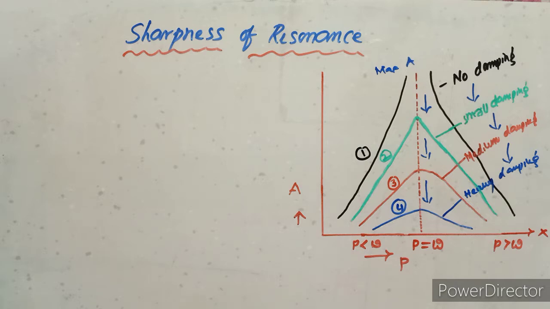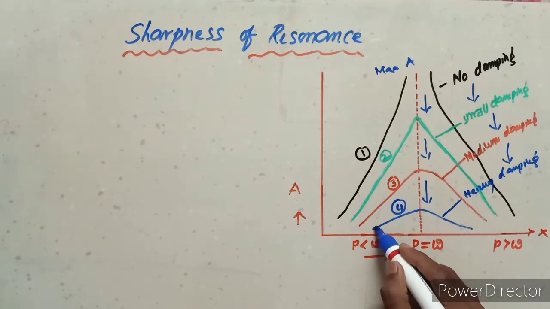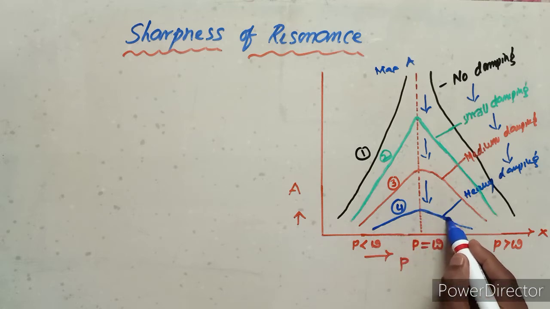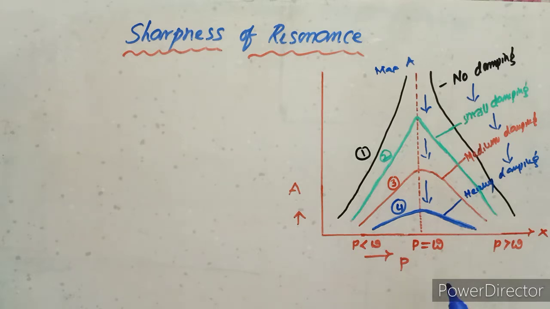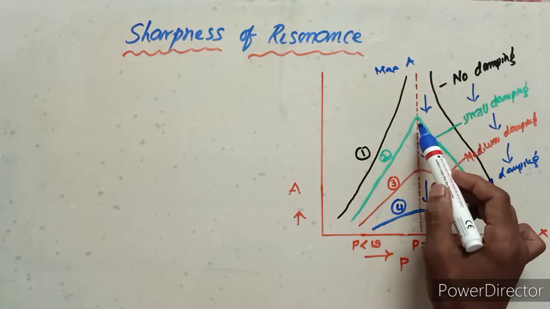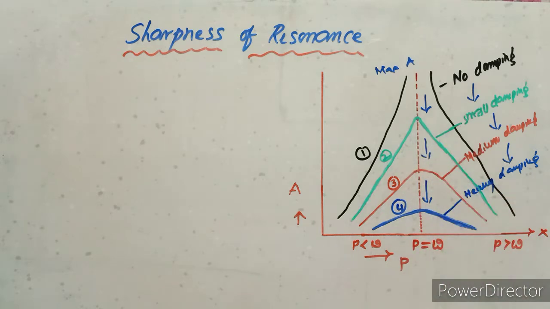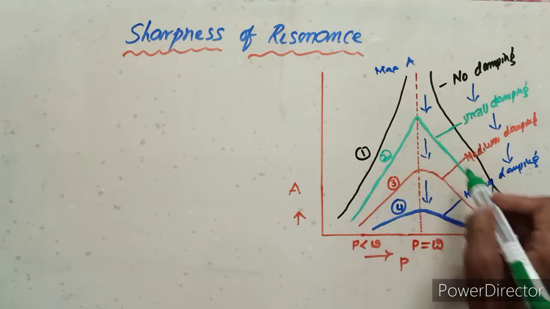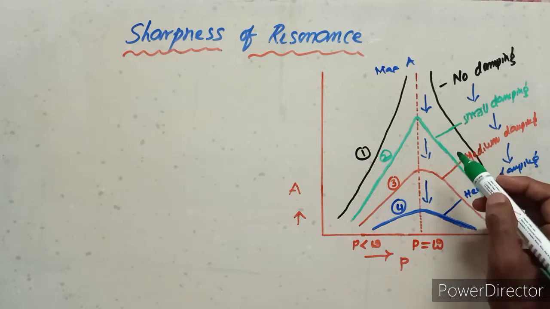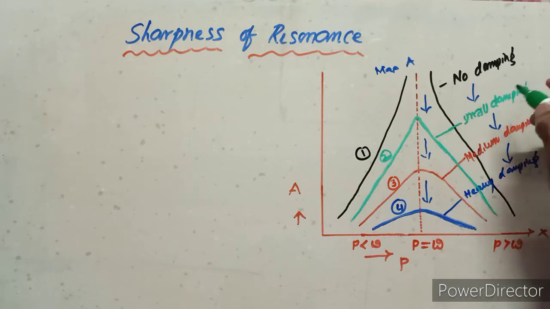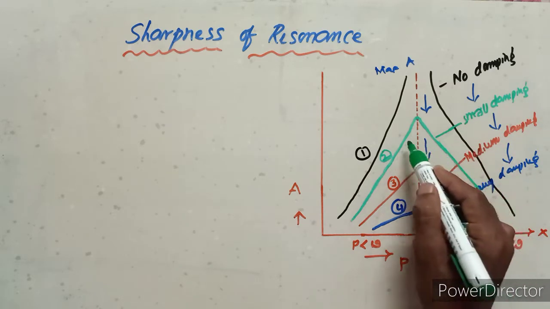This curve is flatter. It is a flat curve. So here heavy damping and a minimum amplitude. Minimum amplitude means amplitude is decreased. In this curve small damping, and the resonance is a sharp curve. So this is called the sharpness of resonance.